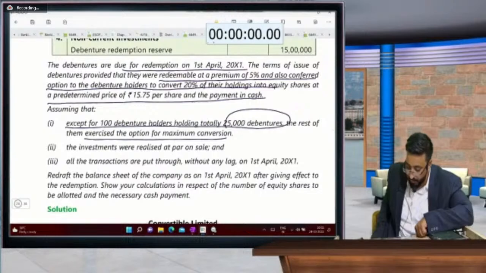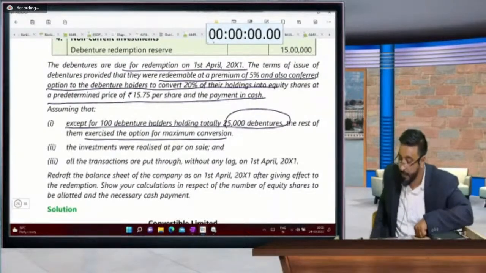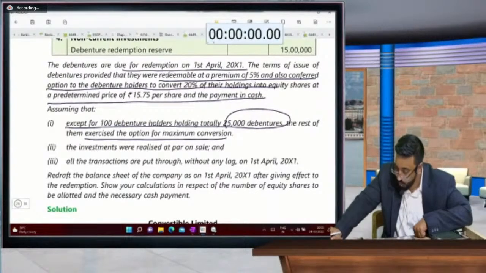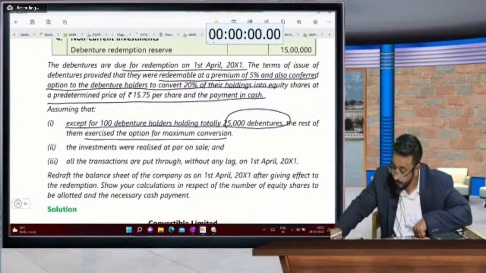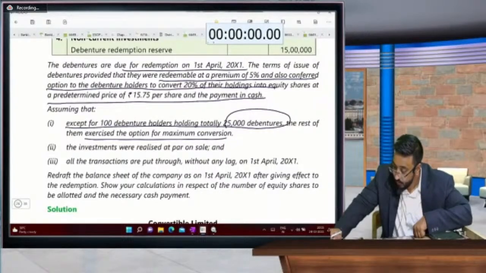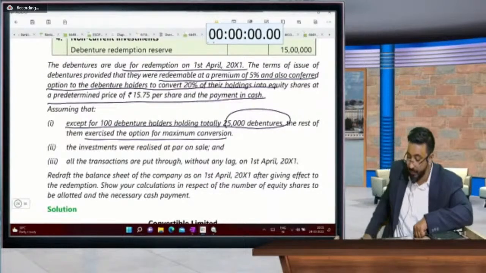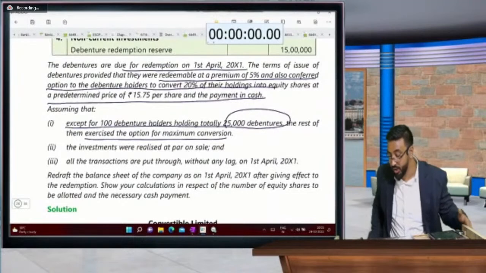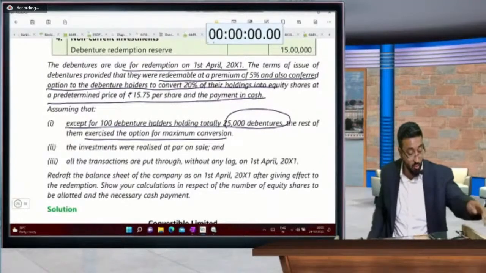The investments were realized at par on sale on 1st April 2001. Redraft the balance sheet after giving the effect for the redemption. Show your calculation in respect of the number of equity shares to be allotted.